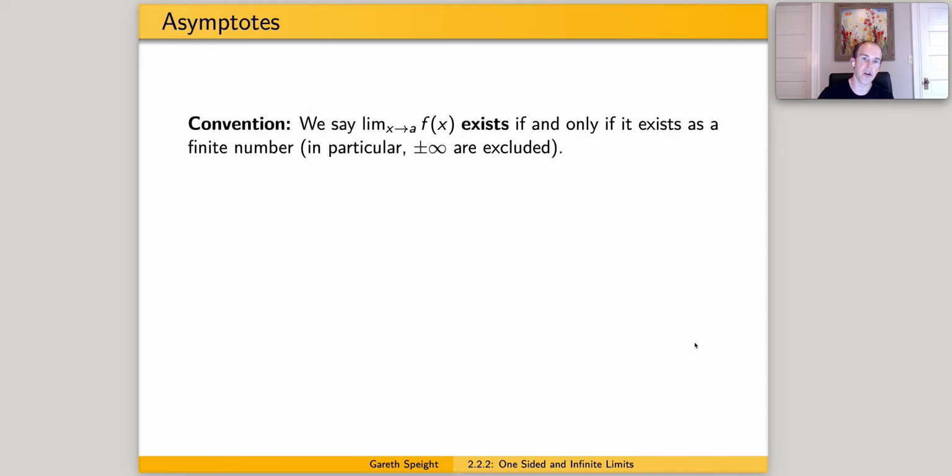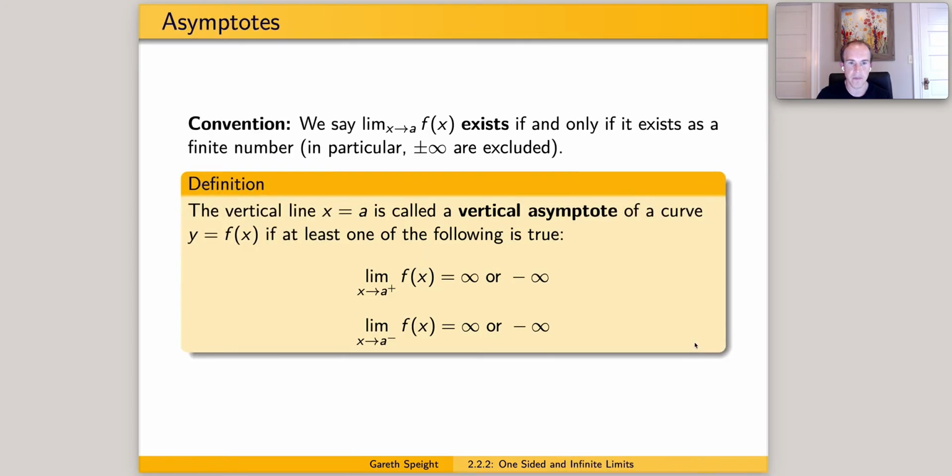Okay, so a useful convention that we're going to follow in this course is that we say a limit exists if and only if it exists as a finite number. So that does not include infinity and minus infinity. By limit existing, we mean the limit equals L, where L is some finite number.